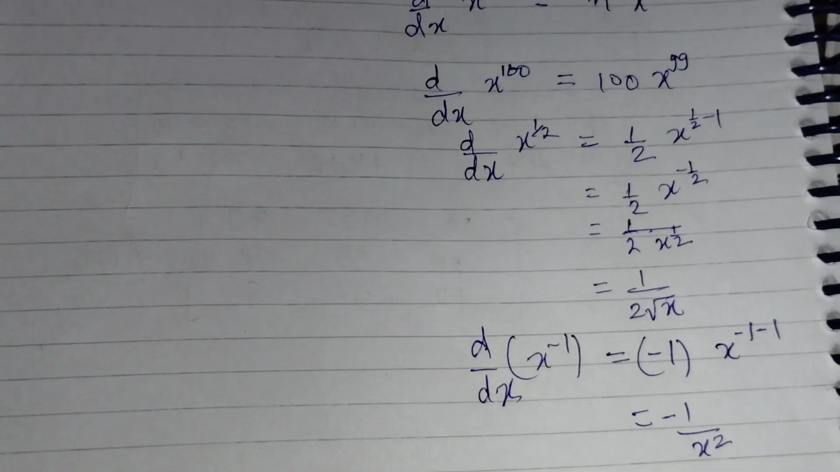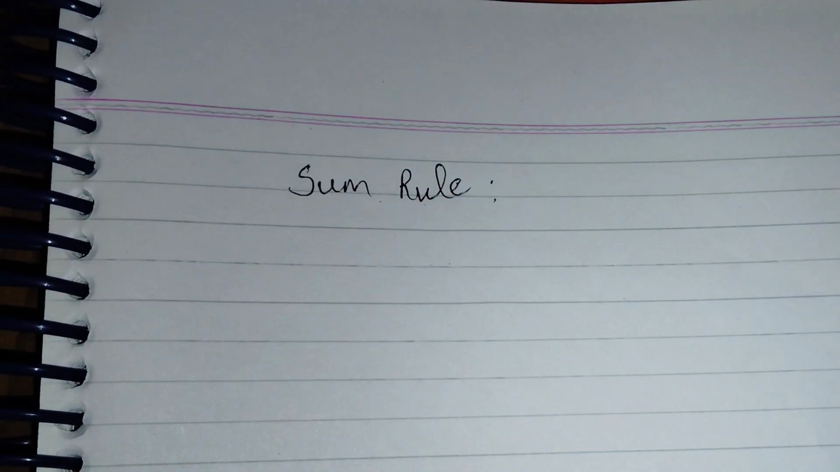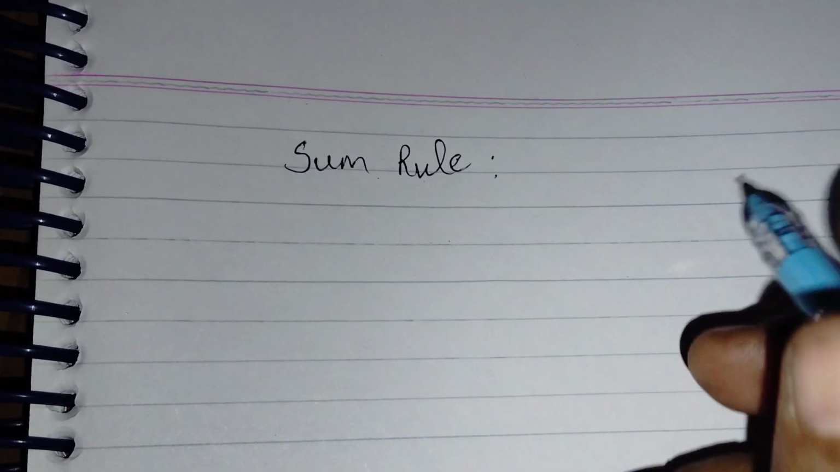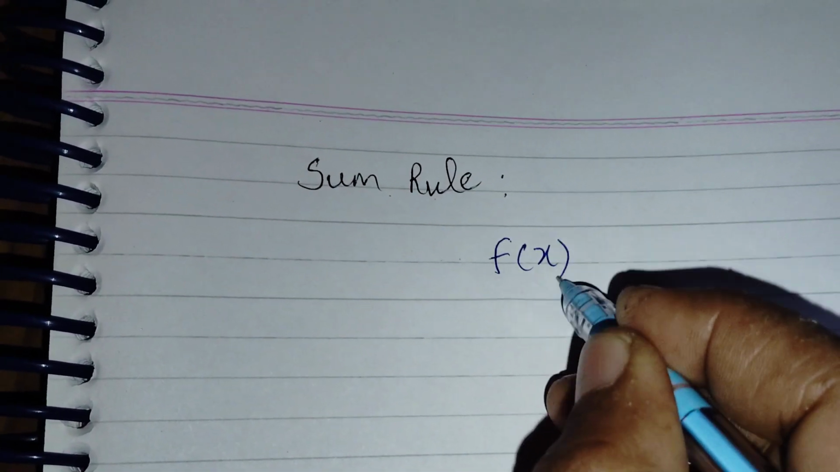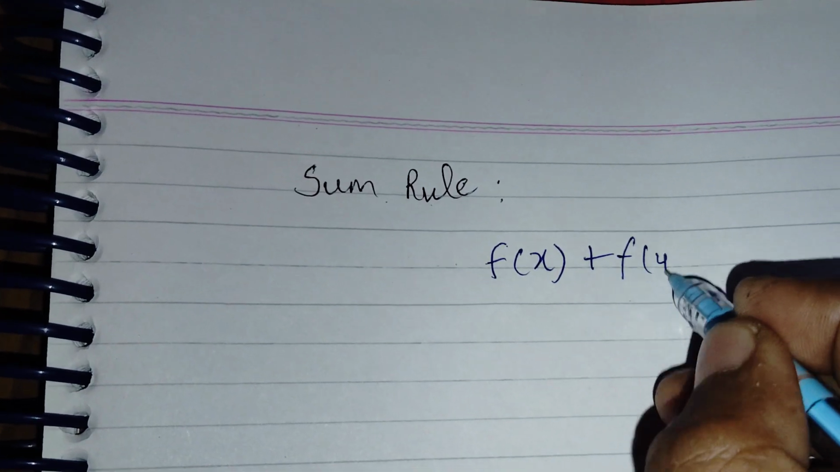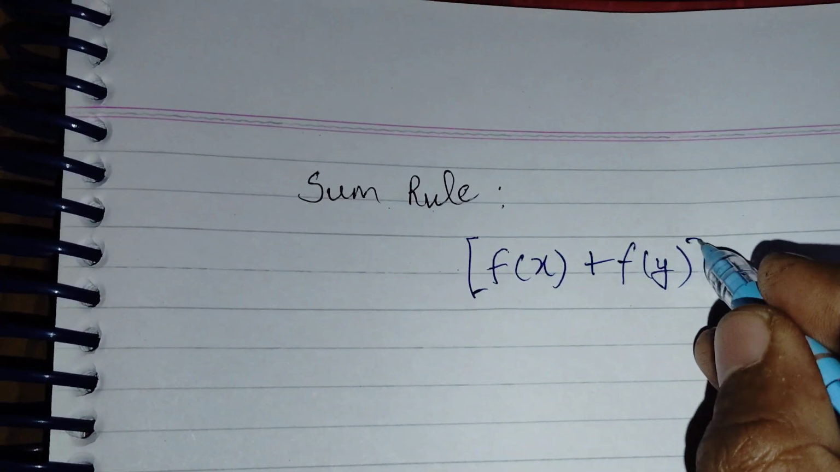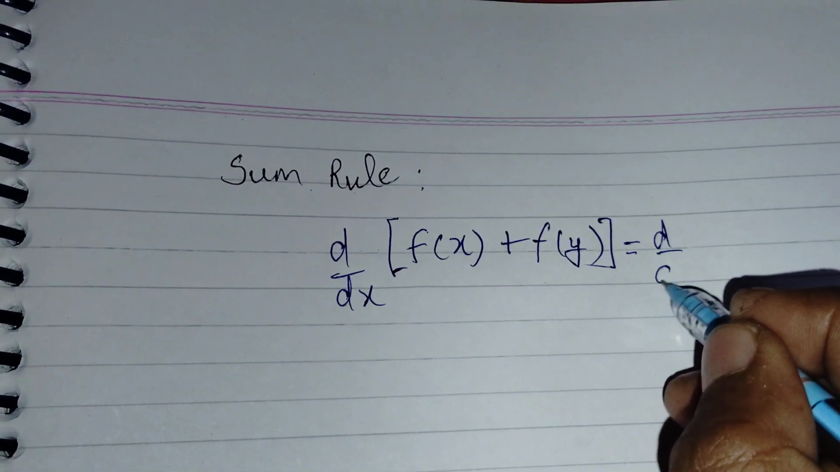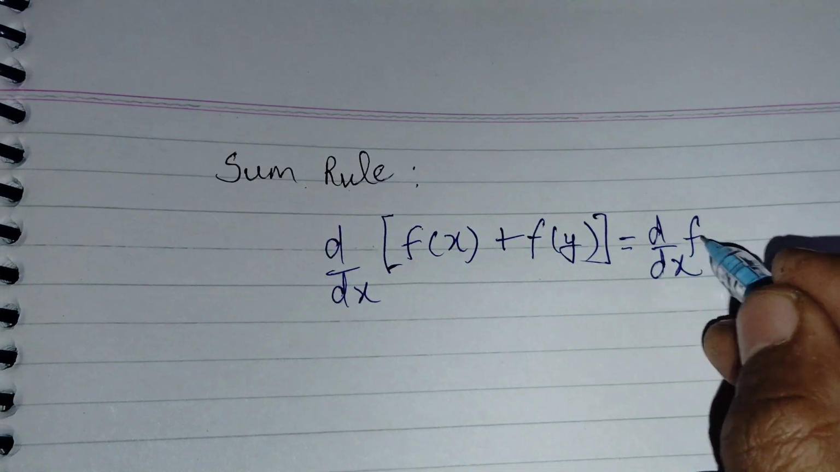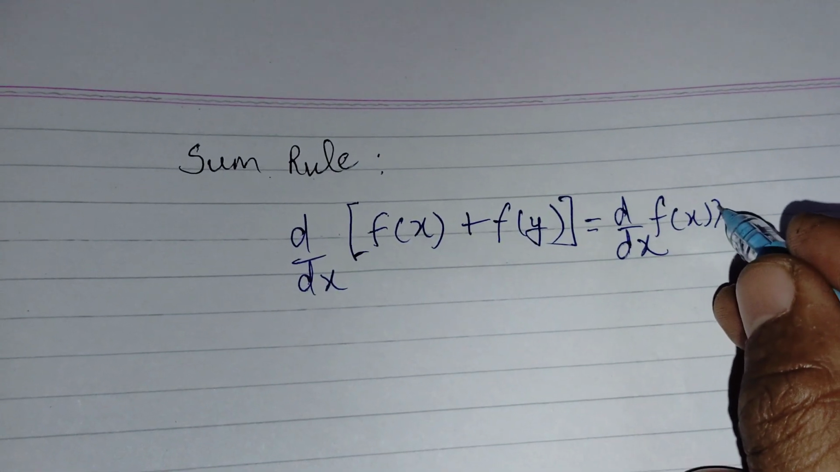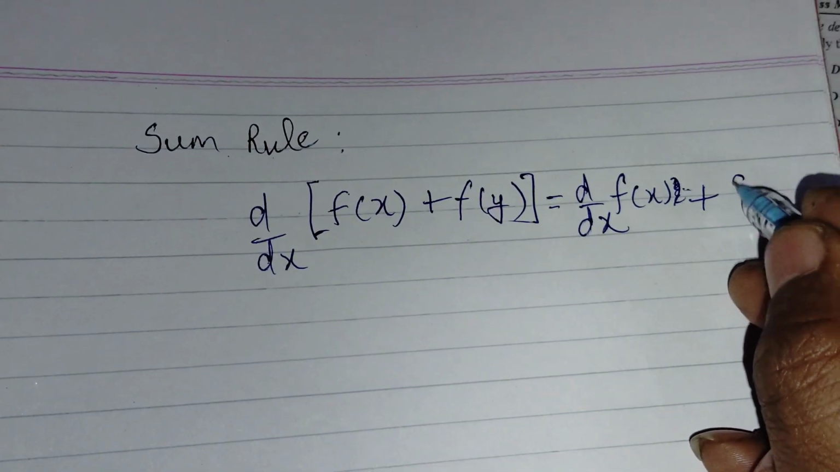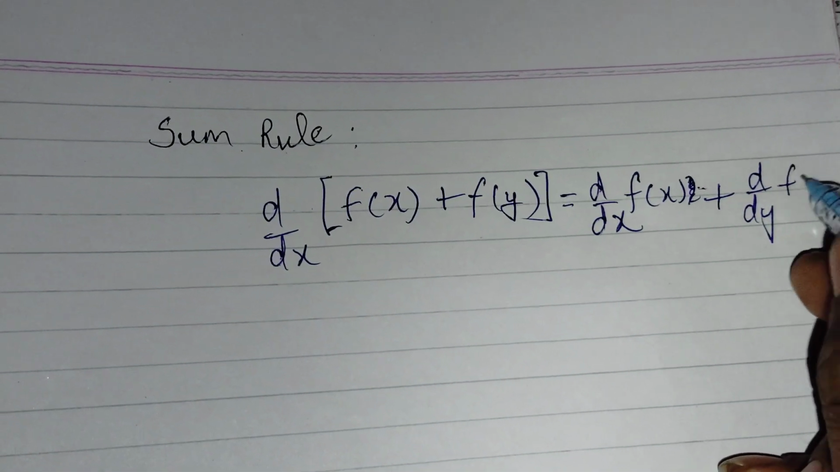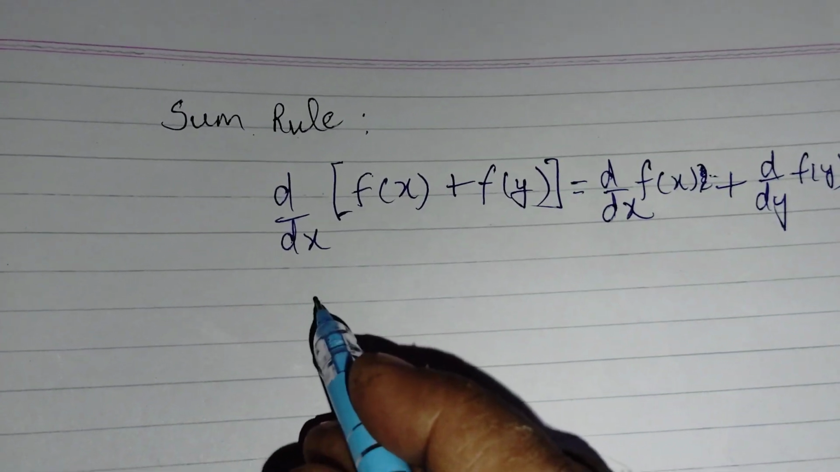Third is the sum rule. In the sum rule, sum means addition. So here we take two functions. Suppose f(x) is first and g(x) is second, and their sum is there. So for the differentiation of this function, we can write d upon dx, the differentiation of the first f(x), then we write plus, then the differentiation of the second function, and we will get the answer.